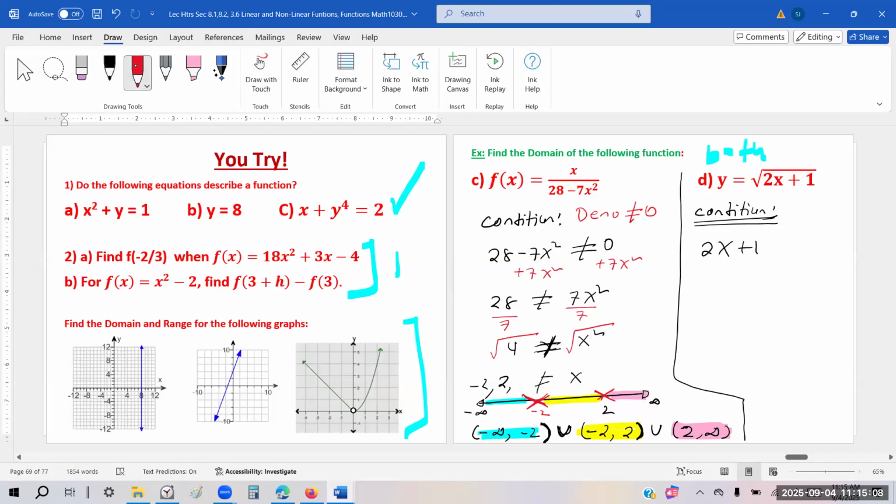Less than means negative 0. Perfect. And now you have to solve for x. So how are you going to solve for x? Subtract 1, subtract 1. So 2x has to be bigger than negative 1. Divide by 2. So x has to be bigger than or equal to negative 1/2.